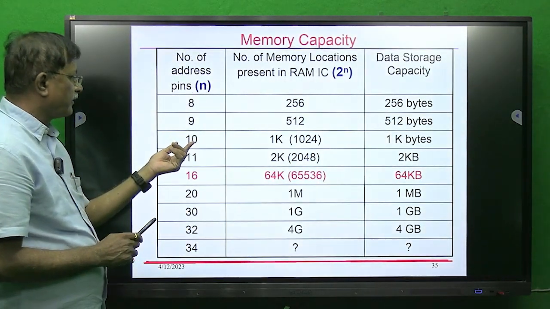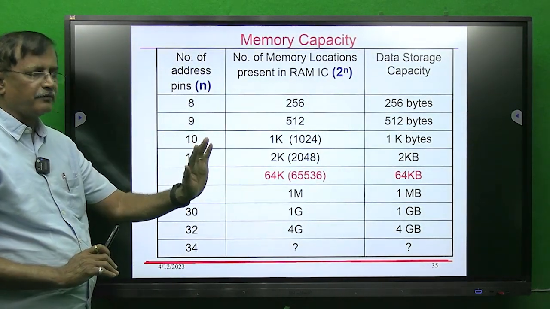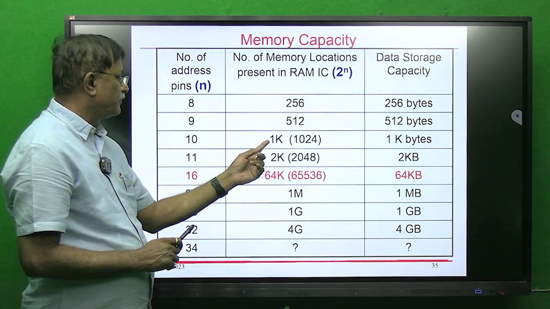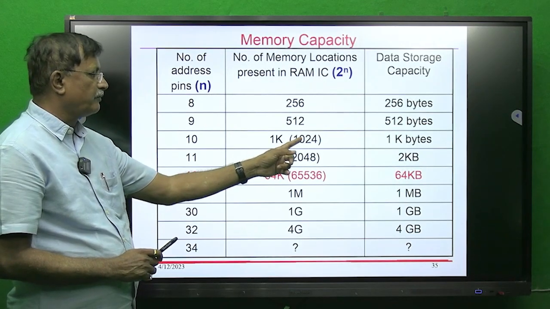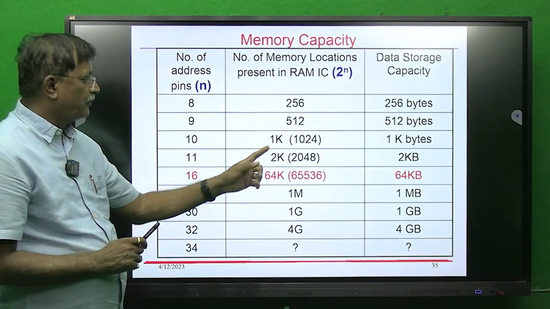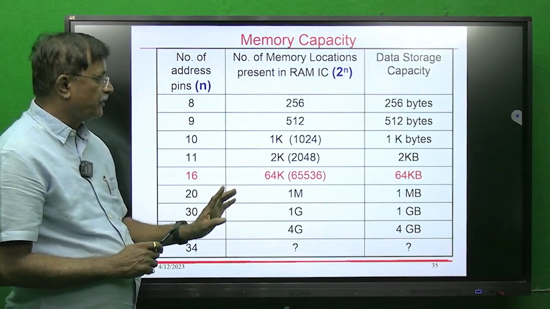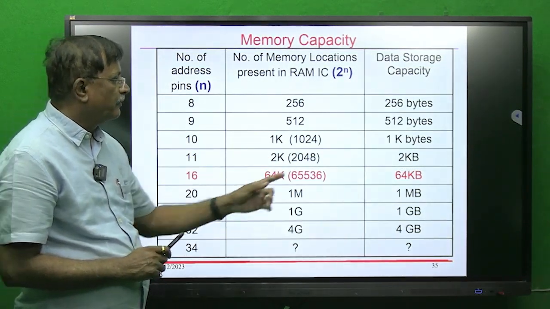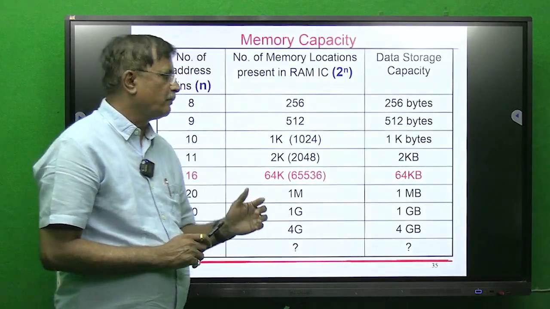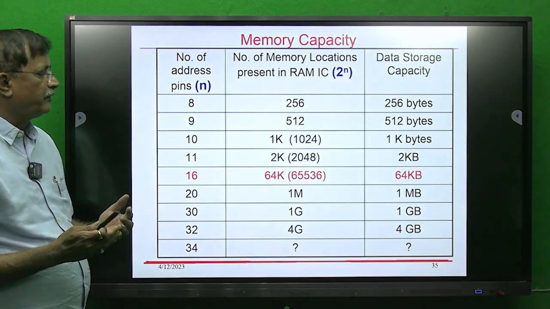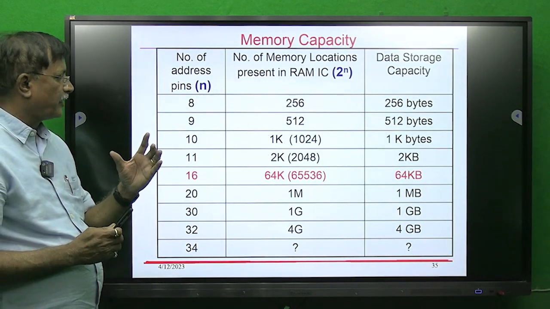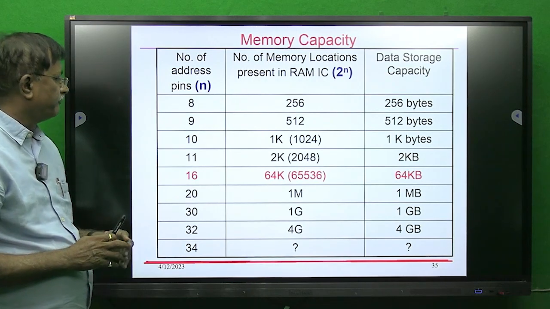Then suppose there are 10 address lines. You are giving 10 address lines to the IC. Then the capacity will be 2 raised to 10, that is 1024. It is also called 1K. So 1K locations will be there, 1024 locations, and each location holds 1 byte, so it is 1 kilobyte. So you can store 1 kilobyte of data if you have a 1K RAM.